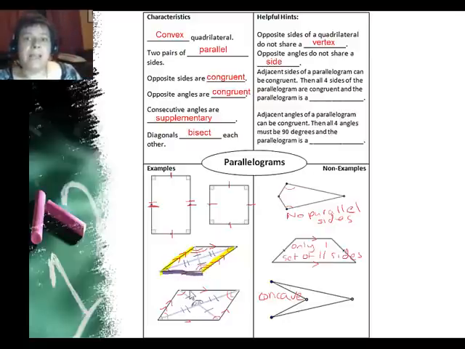Additionally, opposite angles do not share a side. So if I look, this angle on the top right here is not an opposite angle to this angle down here. It only goes across the diagonal to be an opposite angle.